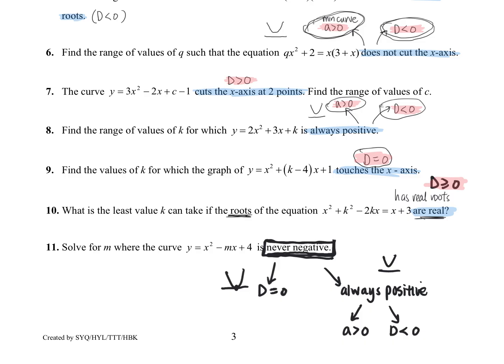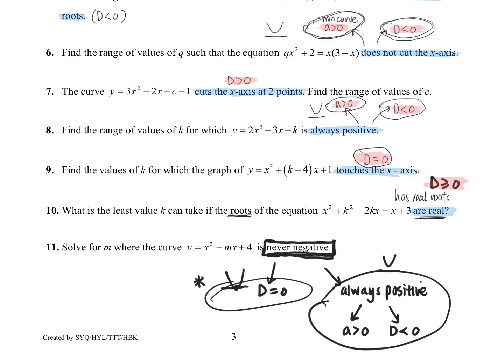A lot of you will assume that never negative means always positive, but you overlook that it can be equal to 0 as well. So this is the case that some of you overlook. So actually they are telling you these three things.